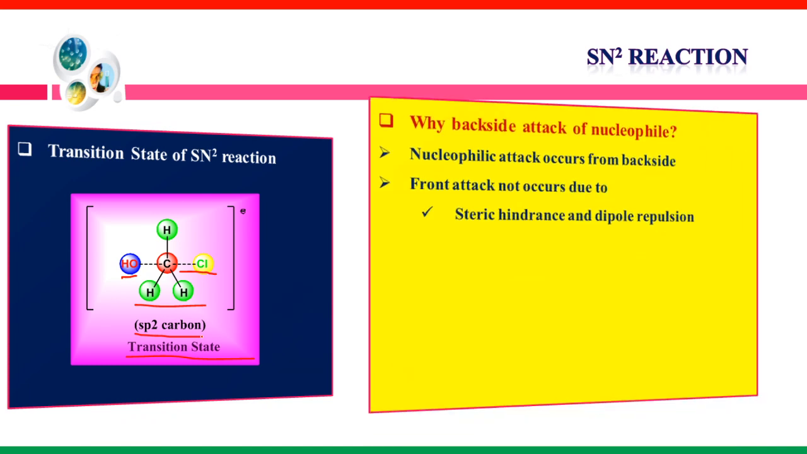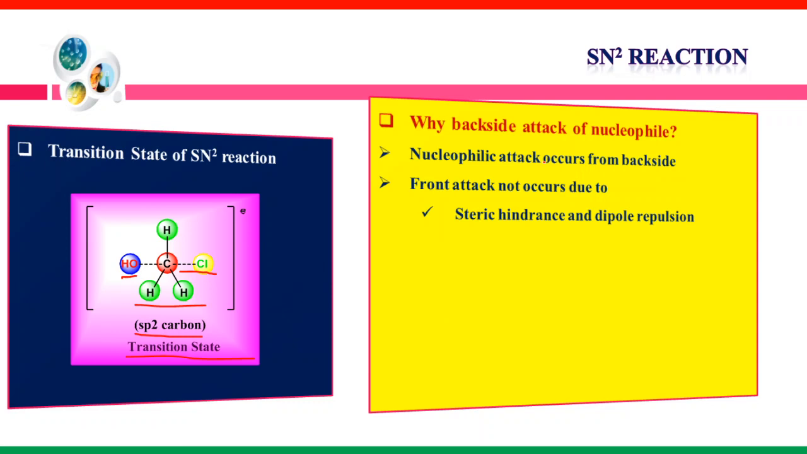Why does the backside attack of nucleophile occur in SN2 reaction? In SN2 reaction, the backside attack is energetically favorable because there is less steric hindrance in the backside attack. The nucleophile easily attacks from the backside because the leaving group and nucleophile are apart from each other. There is no steric hindrance and it gives the transition state. This transition state is a less energetic transition state.